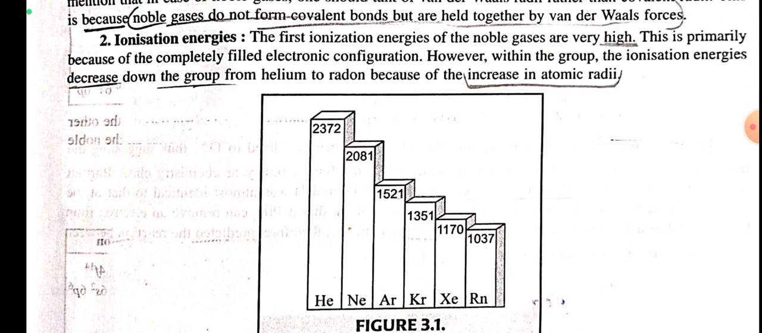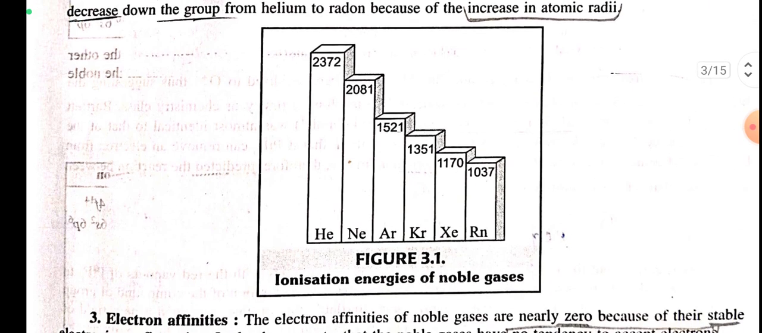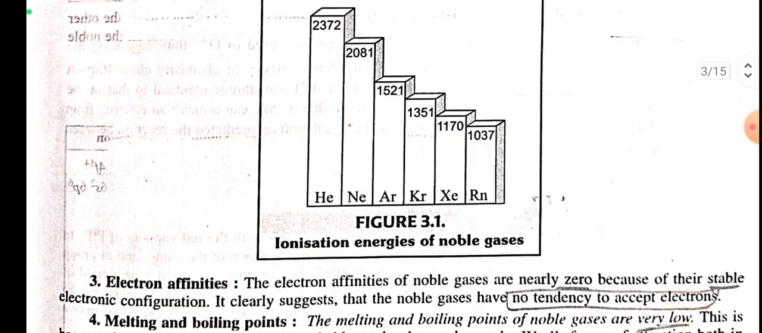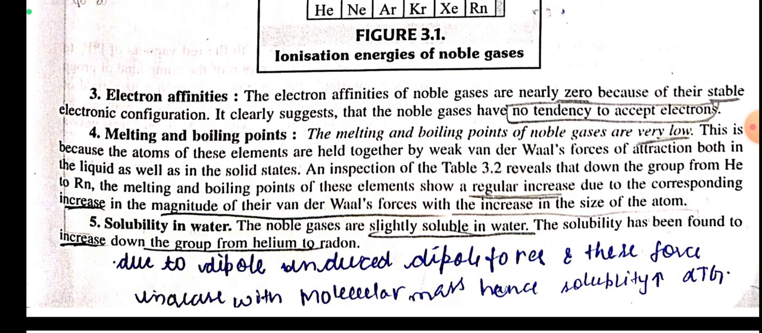Ionization energy. The first ionization energies of noble gases are very high. This is primarily because of the completely filled electronic configuration. However, within the group, the ionization energy decreases down the group from helium to radon because of the increase in atomic radii. Electron affinity. The electron affinity of noble gases is nearly zero because of their stable electronic configuration. It clearly suggests that the noble gases have no tendency to accept electrons.